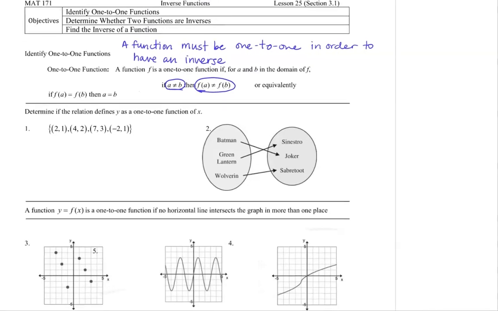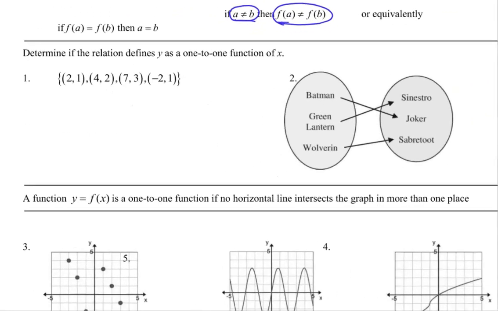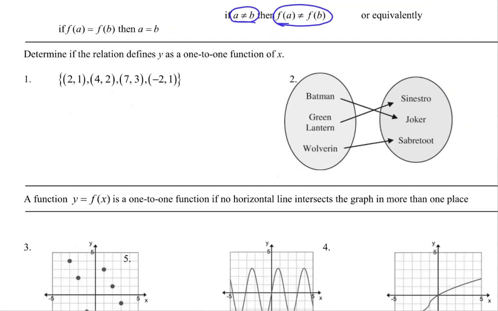Just as a quick example, we talked about this in class. Think about the function x squared that sends -2 to 4 and also sends 2 to 4. That is not one-to-one because these are two different x's that go to the same y value. This is in fact 2-to-1 because it's sending those two different values to one y value. So we want to look at these examples here and determine if this relation is one-to-one.